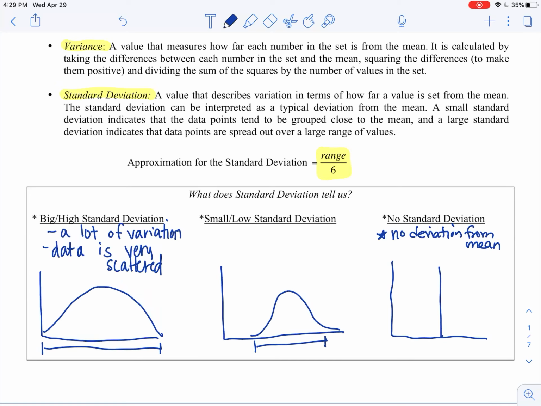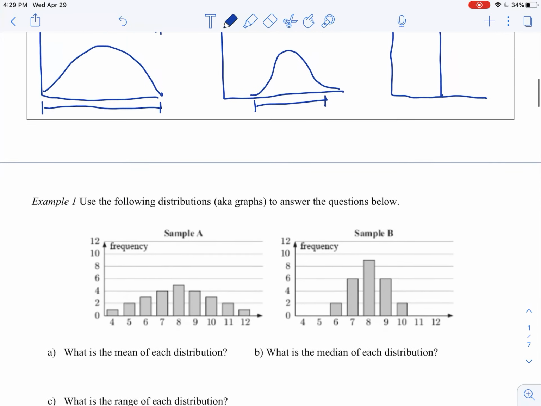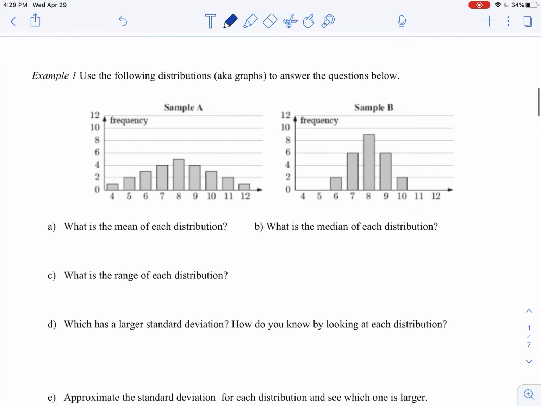What will that look like? That would literally look like one straight line of data points. All of your values would fall in the middle. Okay? So that's the idea. Higher standard deviation, more spread out. Lower standard deviation, less spread out. It's very unlikely that you're going to see one with no standard deviation.